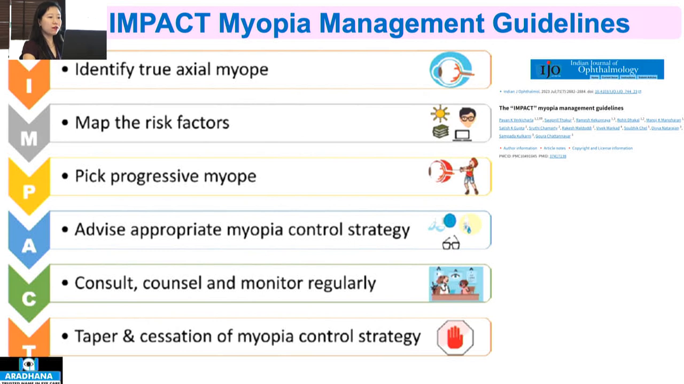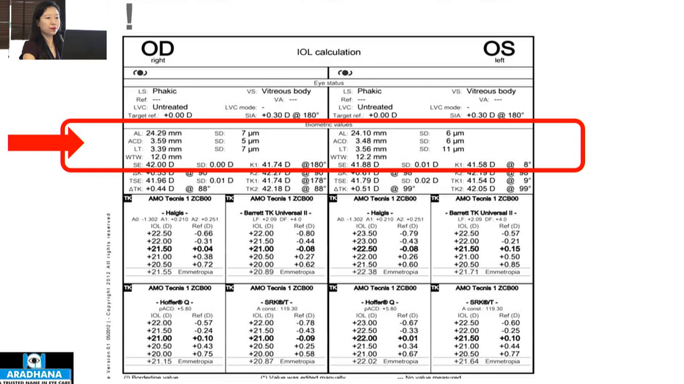It says we have to identify axial myopes and map the risk factors, pick up those who are progressive myopes by monitoring the axial length, and advise appropriate myopia therapy. We have to consult and monitor regularly. Counseling is very important because the parents may not come back for follow-up. And if we know how to start any treatment, we should also know when to stop it.